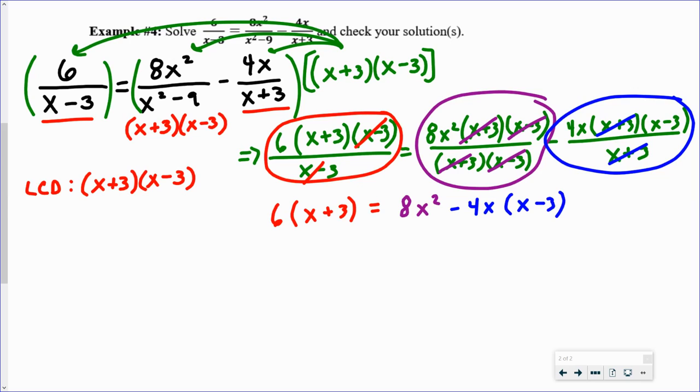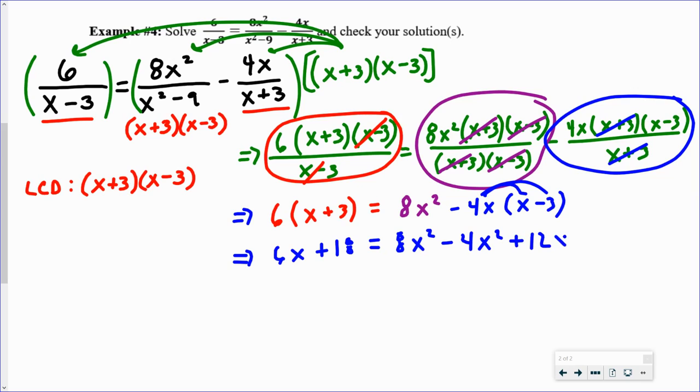All right, so let's go ahead and continue to simplify this and then try to solve the equation. I'm going to multiply that 6 through the parentheses, distributing it to each term in that quantity. So it's going to be 6x plus 18, and that's going to equal 8x squared. Now we're going to distribute the negative 4 through the parentheses, so negative 4x squared and plus 12x.